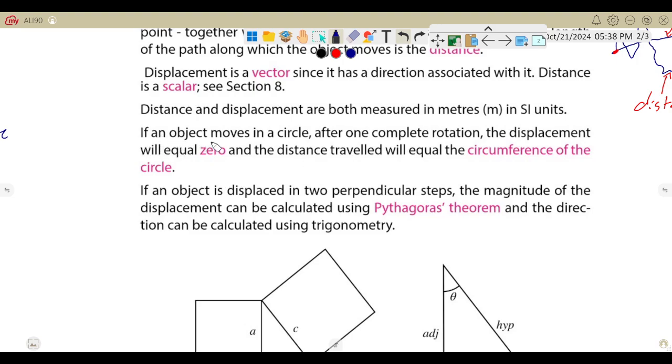So, if an object moves in a circle, after one complete rotation the displacement will be 0 because we just ended at the same point that we started from. And the distance traveled will equal the circumference of this circle.